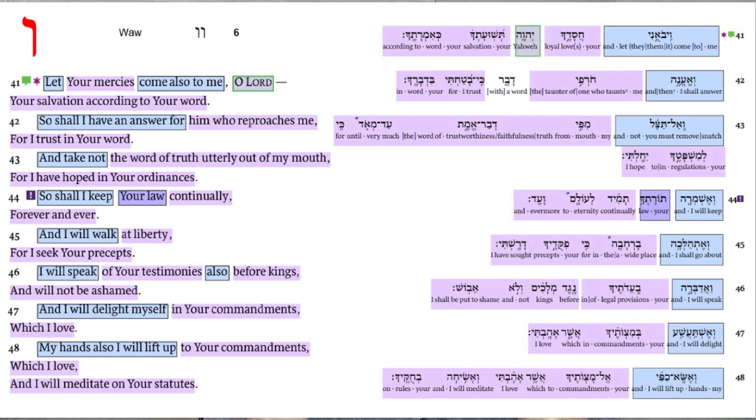Let's take a look at the actual text itself, and we'll just read the whole section, verses 41 to 48, and then we'll go back and look at the actual verses.